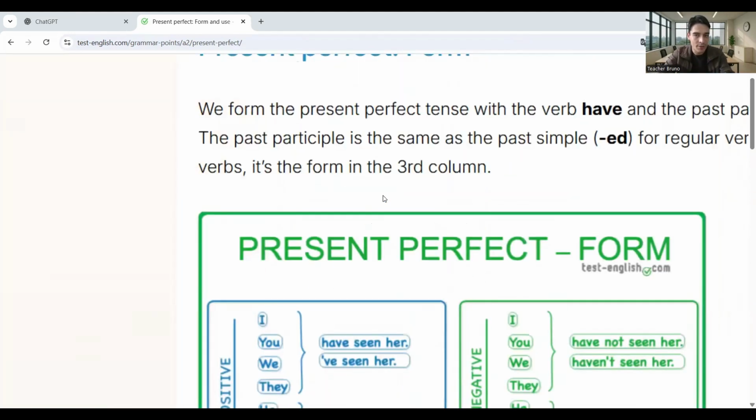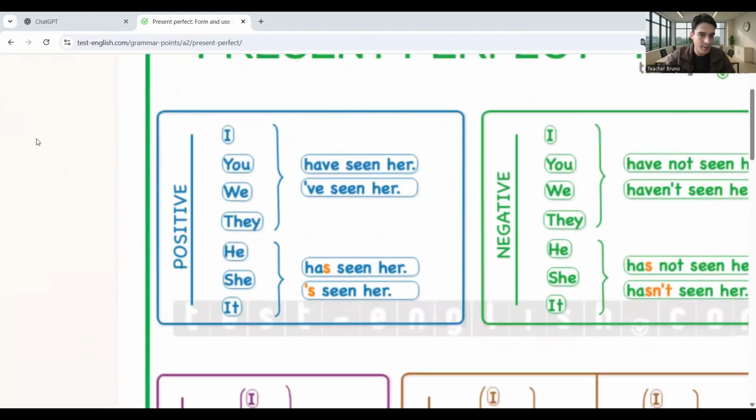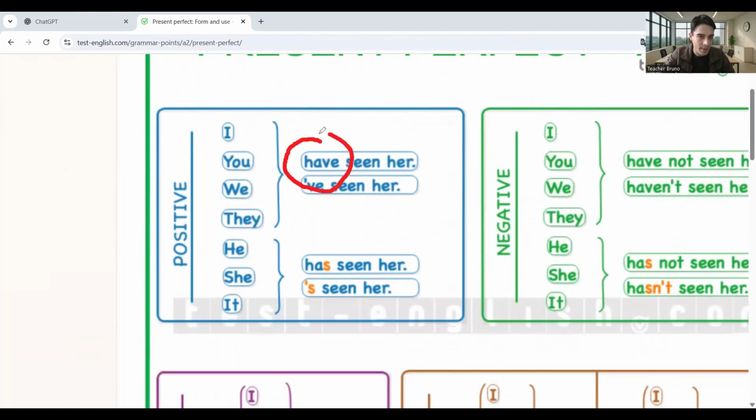Let's take a look at the formula. The formula for the present perfect uses have as auxiliary, or has for the third person. I have or I've. You have, you've. But he has, she has, it has. The contraction is the same as the verb to be. But how do we know? Well, we just take a look at the main verb. The main verb is what's going to tell us whether it's verb to be or present perfect.